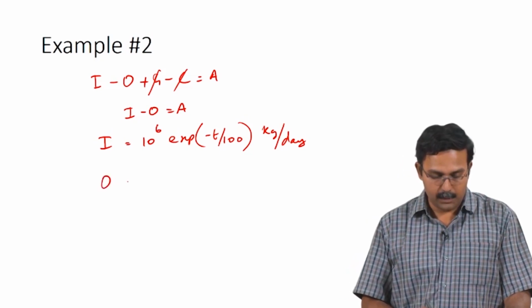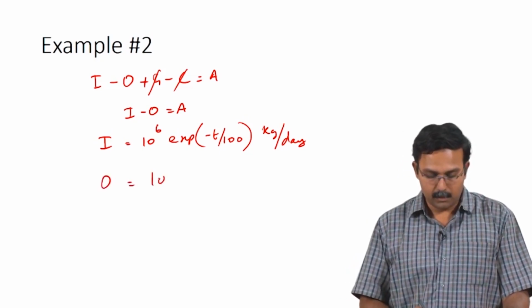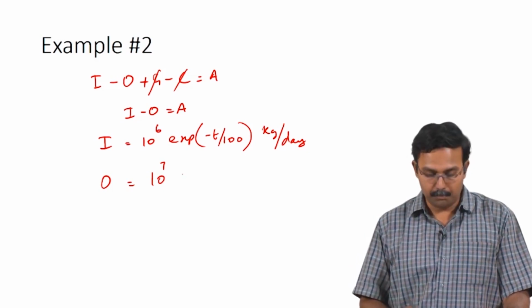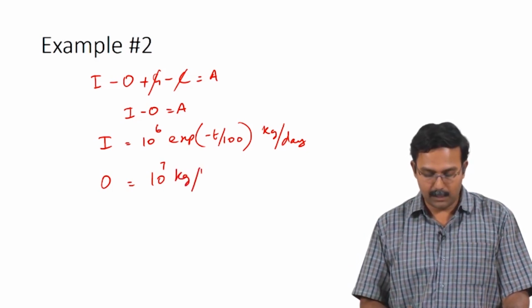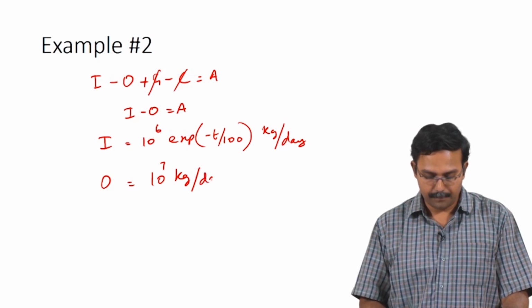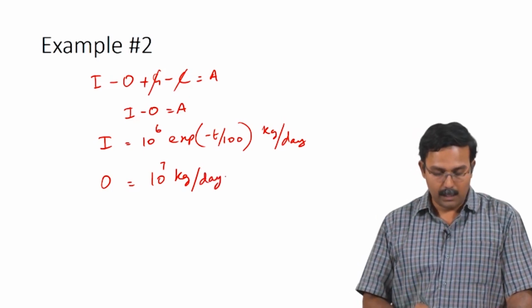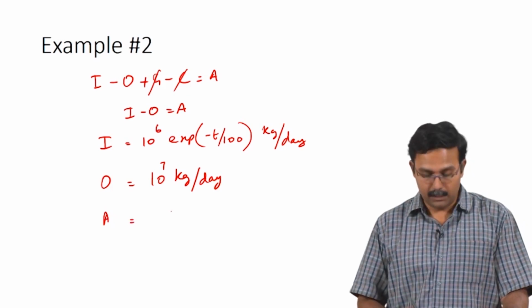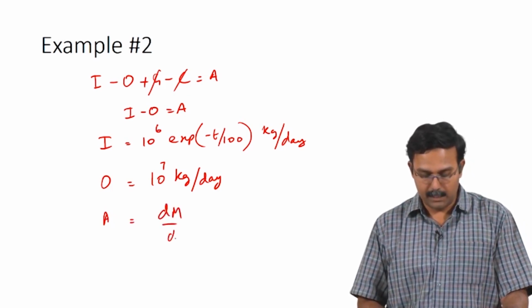Similarly, the output stream can be calculated. It is 10^7 liters per day, and converting into mass, you would get 10^7 kilograms per day. So, the accumulation term has to be accounted for. The accumulation term is dm by dt.